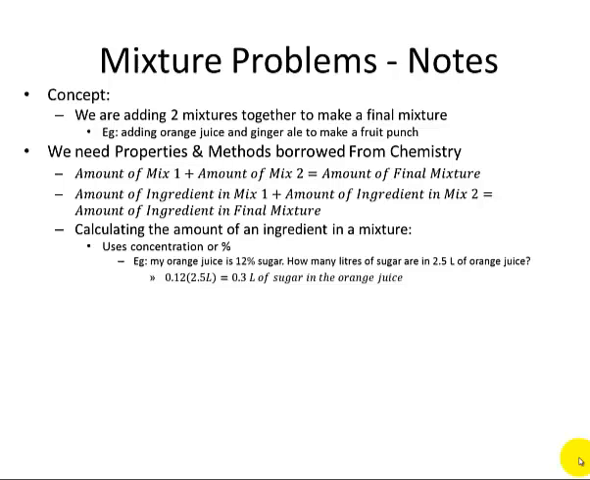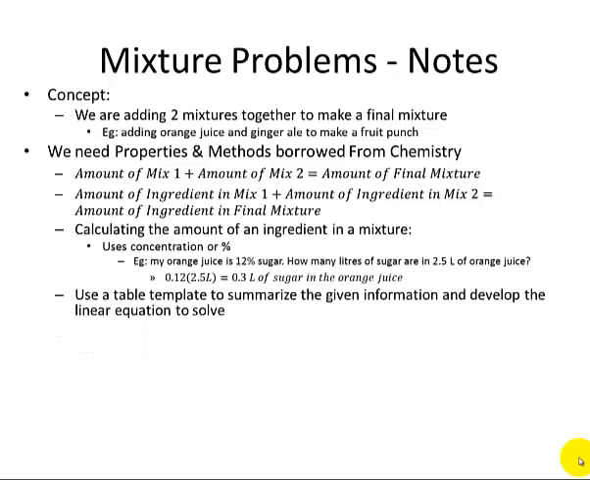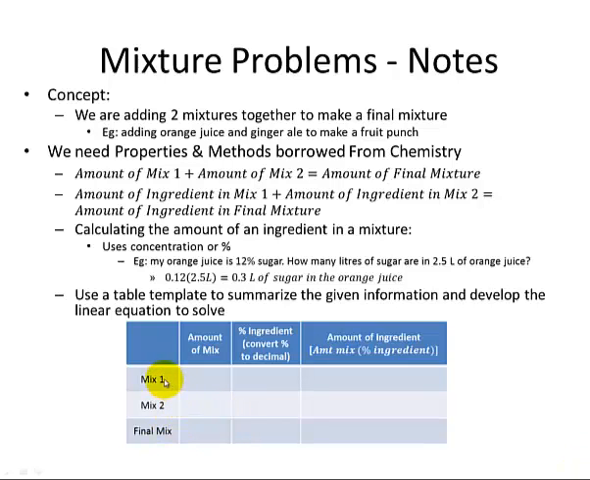Once we're able to do that, now we can summarize all our information. We're going to do this in a table template just to make it easier to see the information, to summarize it, and then also to see where the linear equations come from. So you can see here that we'll have mix 1 plus mix 2 is equal to the final mix. We'll figure out the amounts of each of those mixtures, look at the percentage of an ingredient and convert that percentage to a decimal, and then calculate the amount of our ingredient. Remember, the amount of the ingredient is just the amount of the mixture times the percentage of ingredient.